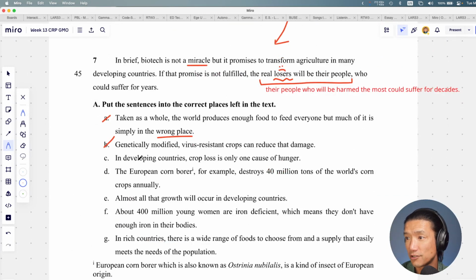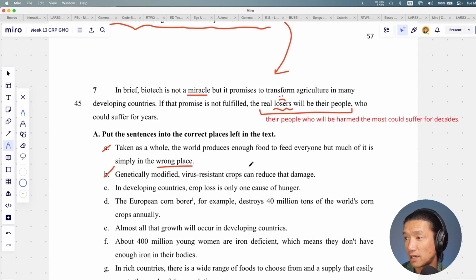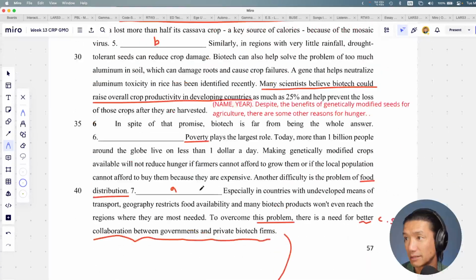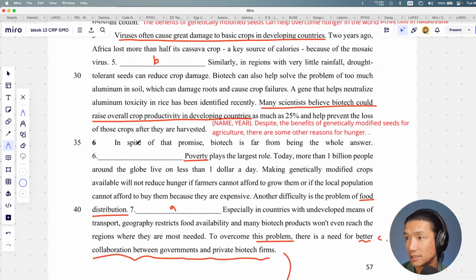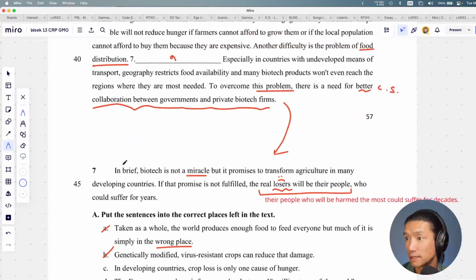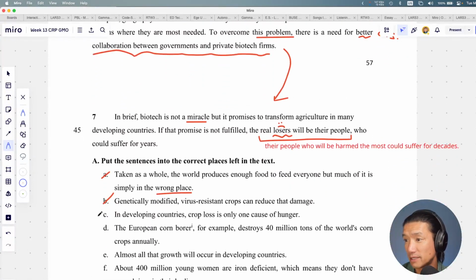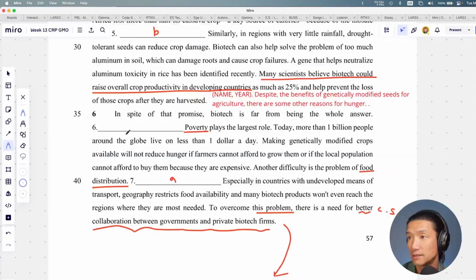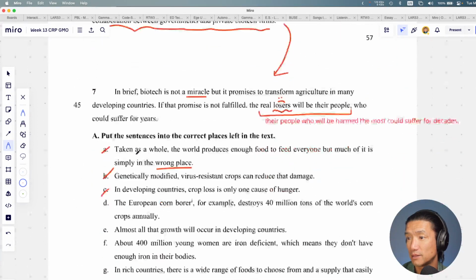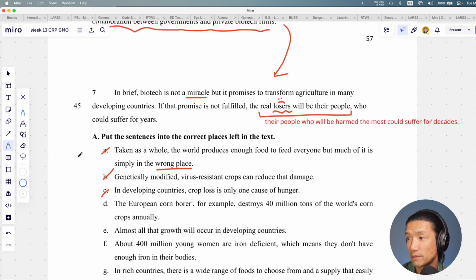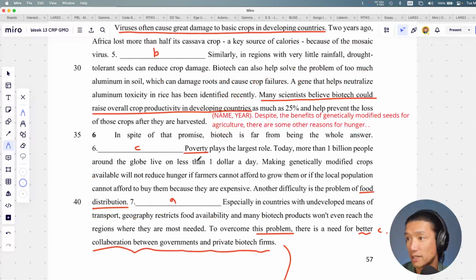C, in developing countries, crop loss is only one cause of hunger. Oh, okay. In spite of that promise, biotech is far from being the whole answer. We're talking about hunger here, right? So this was talking about these viruses. Okay. And then, yeah, that makes sense. So here, in developing countries, crop loss is only one cause of hunger. Another one, poverty plays the largest role.